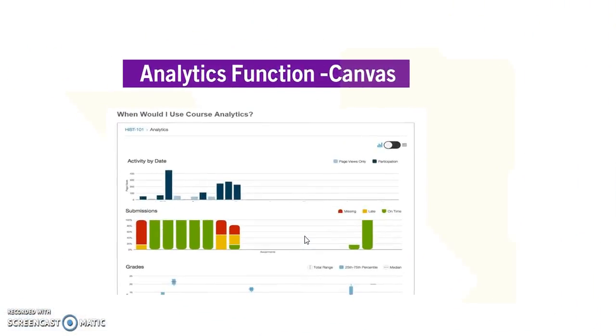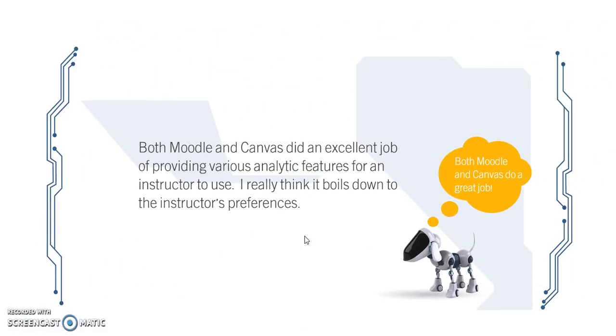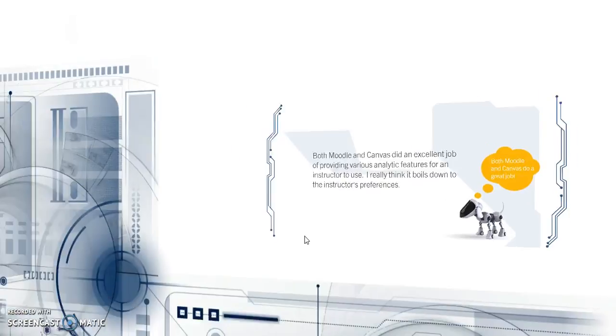Canvas kind of gives us a make-ready or a canned version of analytics. So I liked that. I can still see the activity by date, different submissions and grades, and it's all right there in a nice little neat package. I really like that as well from a user-friendly standpoint. So this is kind of a tie for me. I think they both did a good job. I think it just comes down to what the instructor's preferences are.